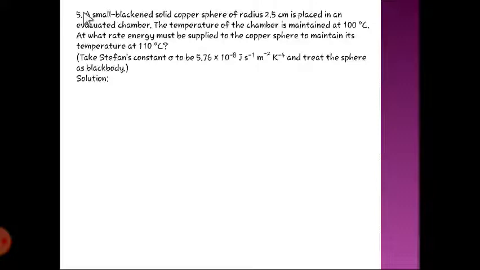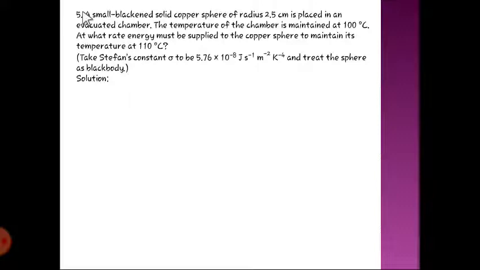All right, so it is there inside an evacuated chamber, and the temperature of the chamber is maintained at 100 degrees Celsius. Fine. At what rate must energy be supplied to the copper sphere to maintain its temperature at 110 degrees Celsius? Now what to do? We are going to find out the rate of energy that should be given to the copper sphere, so that the temperature will be maintained at 110 degrees Celsius, not 100.